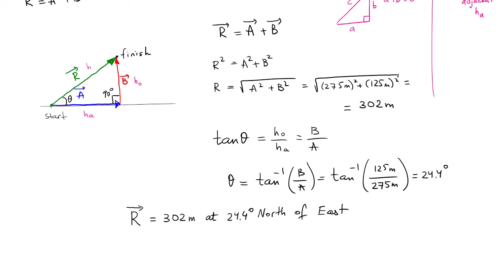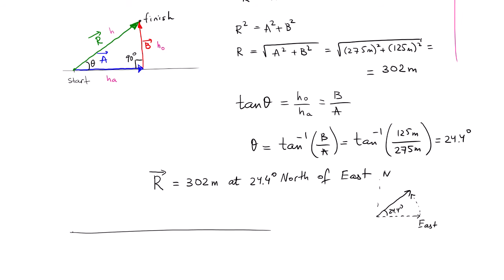North of east, you start from east and then you move to the north. So let's say this is east. So you're moving to the north by 24.4 degrees. This is 24.4 degrees. So north is here. Okay.